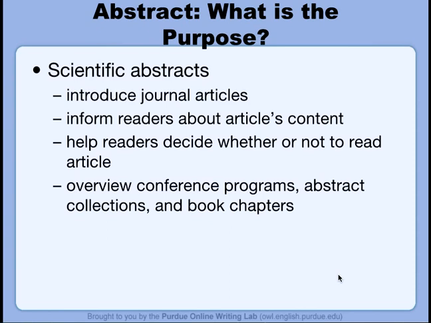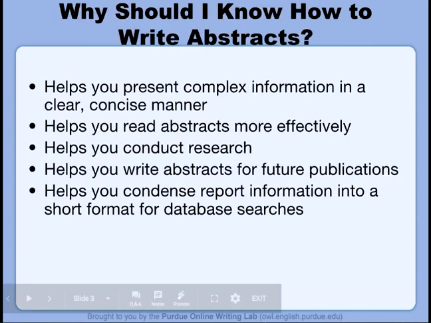I might be interested in renewable energies, but I may not be interested in batteries. So if I have some key words about renewable energies, but my article is really about batteries, that should be in the abstract. And it's an overview for conference programs and abstract collections and book chapters. So again, it's just a very succinct preview of what the published article is about.